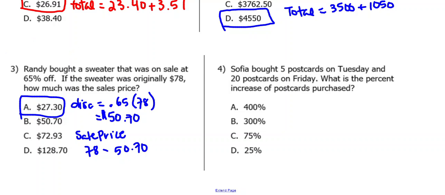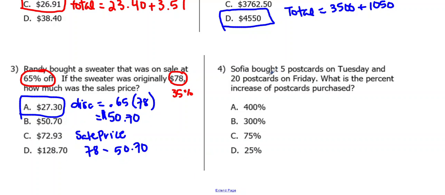Okay, I know that some of you guys remember when we did this. The way some of you did it is if the cost of the sweater is 100% and they took 65% off, that means you're only paying 35%. So what some kids do is they do 35% of 78, and this is the answer they get. Again, if you don't understand it, don't do it that way.